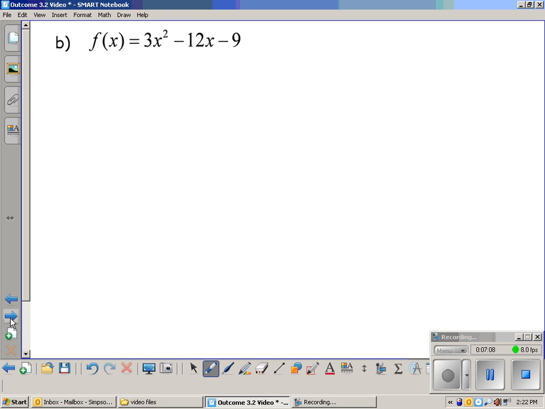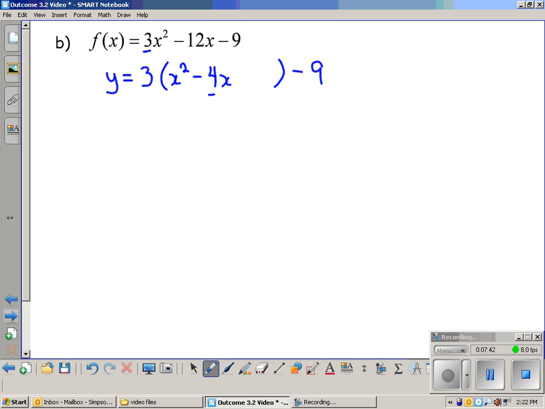Let's look at an example where we have a number in front of our x squared term. Again, I'm going to rewrite this as y equals, and I want to factor out whatever number is in front of our x squared. So I'm going to take out a factor of 3 from the first 2 terms. If I take out a factor of 3, I have x squared minus 4x, and because I'm not including the 9, or the negative 9, inside the brackets, I don't need to take out the factor of 3.